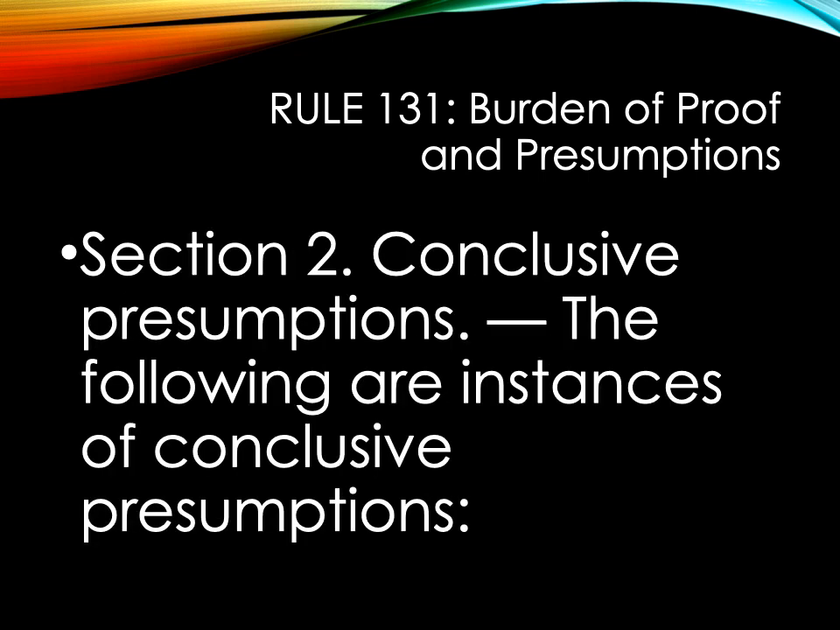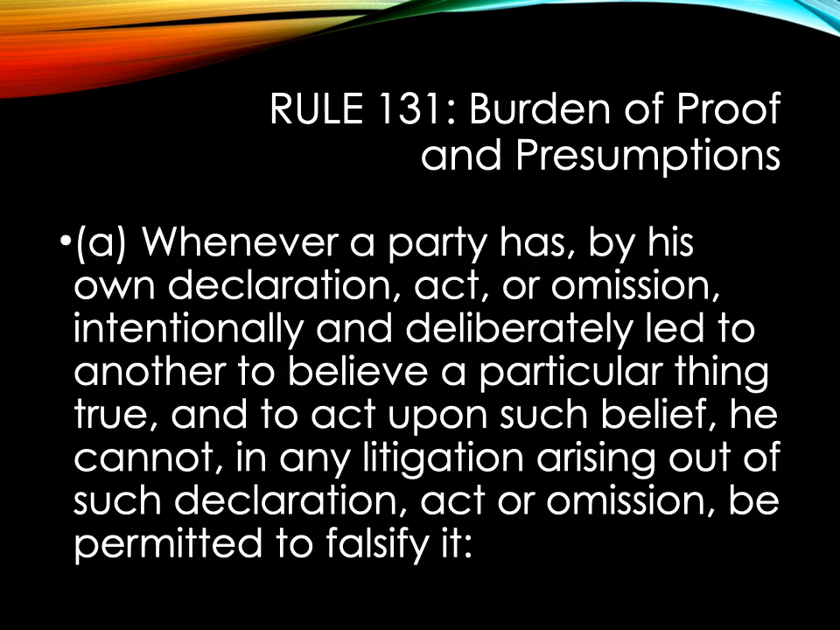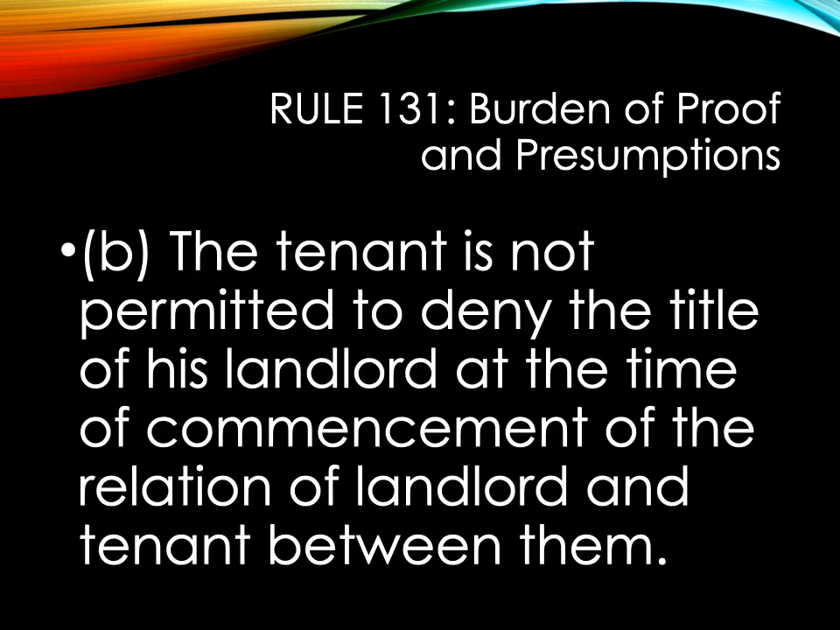Section 2. Conclusive presumptions. The following are instances of conclusive presumptions. A. Whenever a party has, by his own declaration, act, or omission, intentionally and deliberately led another to believe a particular thing true, and to act upon such belief, he cannot, in any litigation arising out of such declaration, act or omission, be permitted to falsify it. B. The tenant is not permitted to deny the title of his landlord at the time of commencement of the relation of landlord and tenant between them.